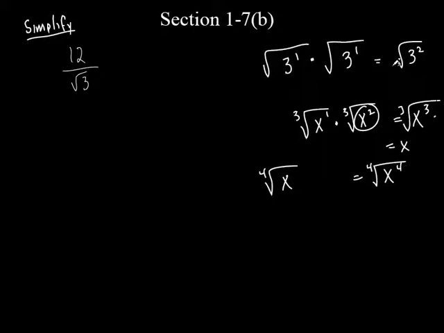Does that make sense with the squared? Because this is a square root. The square and the square root cancel each other out. The cube root and the cubed cancel each other out. The fourth root and the fourth power will cancel each other out.